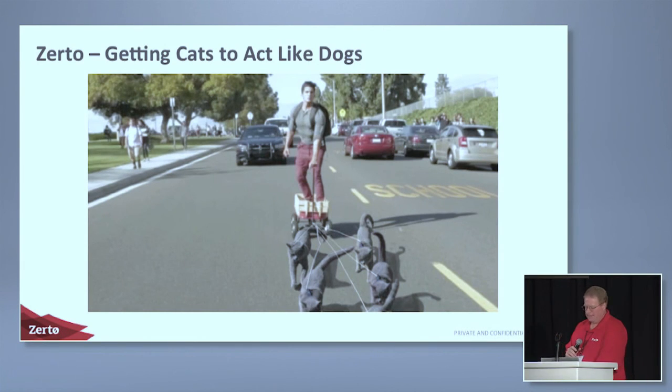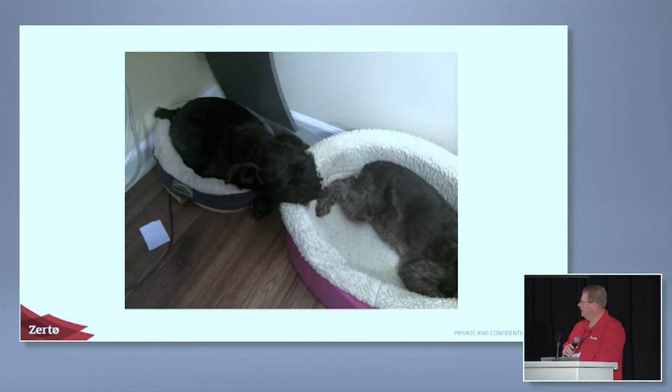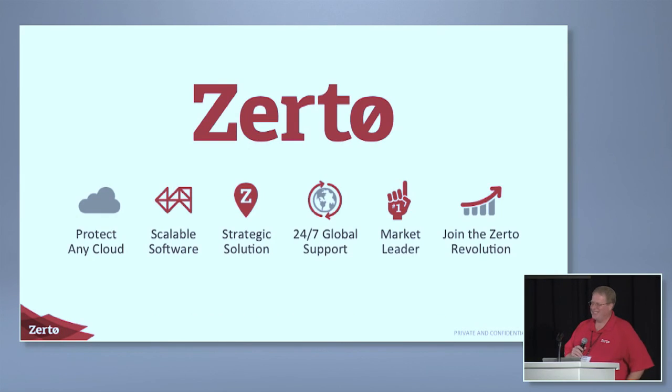So now this is my dogs. Isn't that great? Nice. So the black dog's twice as big as the small dog. And this is a picture this morning. Hopefully you can see that. Yes, the twice the size dog is in the little dog's bed because the little dog took the big dog's bed. So that's it. That's what Zerto does.